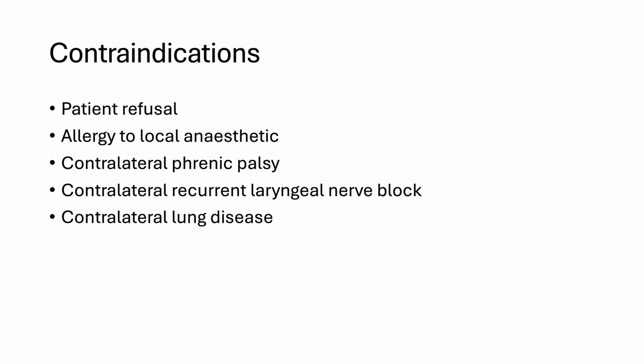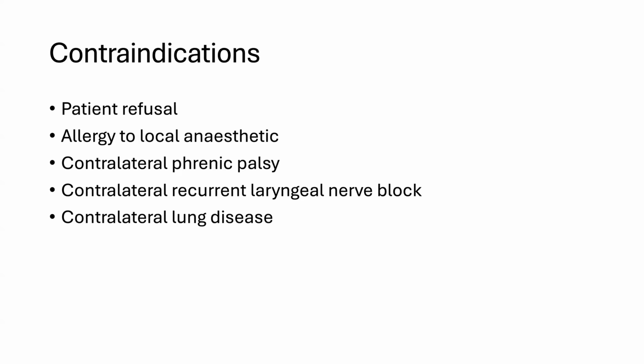Or if there's a recurrent laryngeal nerve injury, then you shouldn't either. So contralateral lung disease: if a patient has had a pneumonectomy on the left side and you want to do an interscalene on the right, that would be a contraindication, because maybe the only lung they're relying on is the one on the right. If you perform an interscalene block, they're going to get diaphragmatic paralysis, or the diaphragm is not going to function as well. Then that's going to be a problem. They won't be able to breathe well.